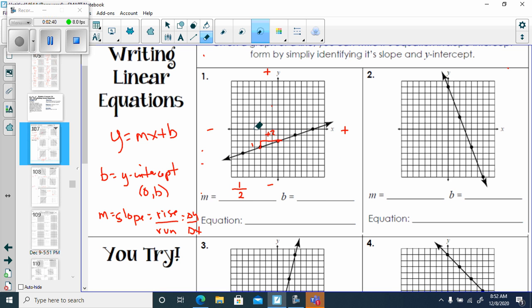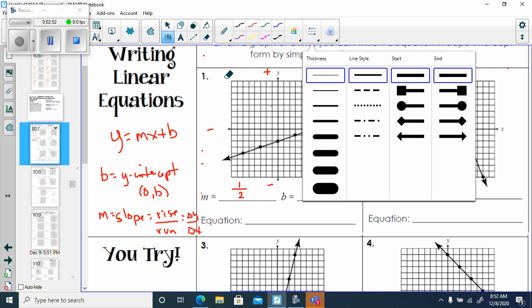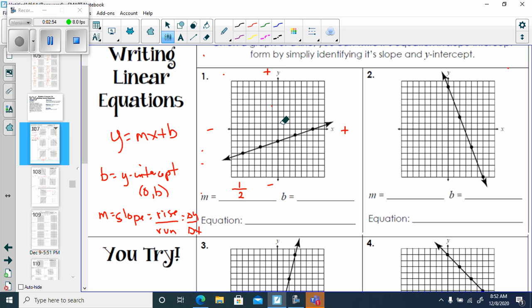Now, what is my b? B tells us where it crosses the y-axis, okay? Now, let's look. Here's our y-axis. Where does this line cross it? Right here at this point. What is this point? This point is (0, -2), okay? So our b is -2.